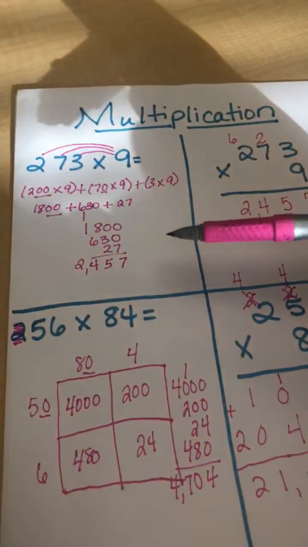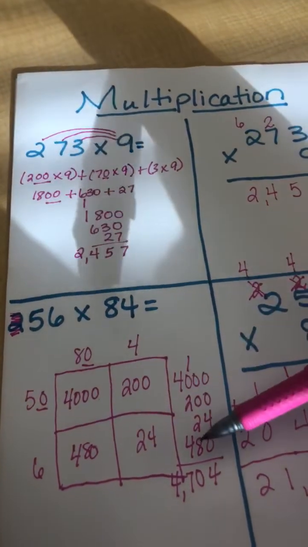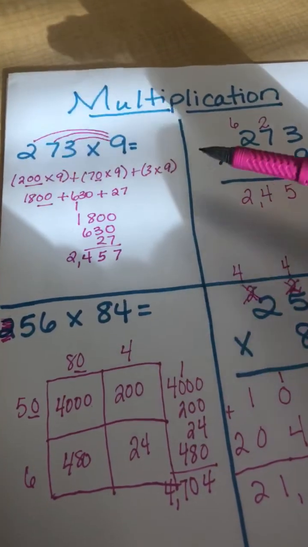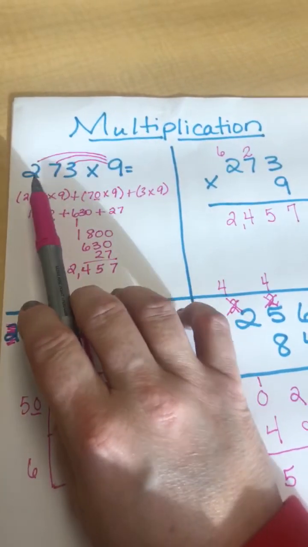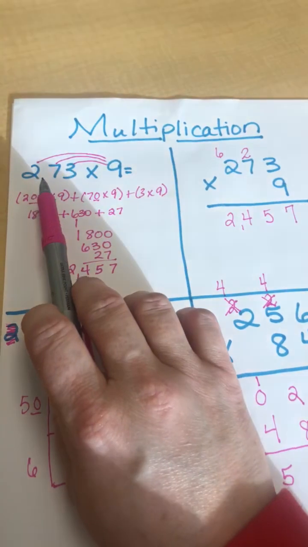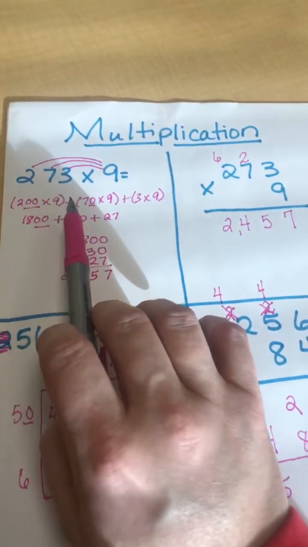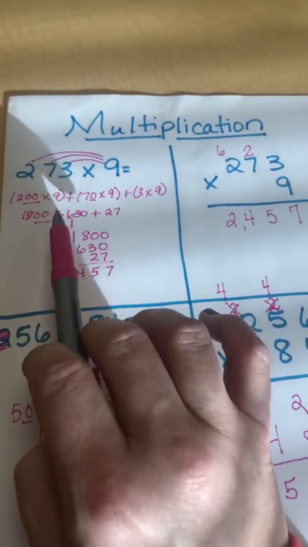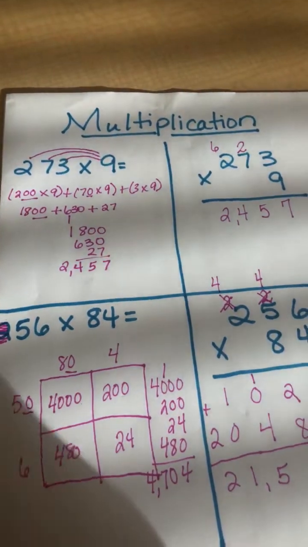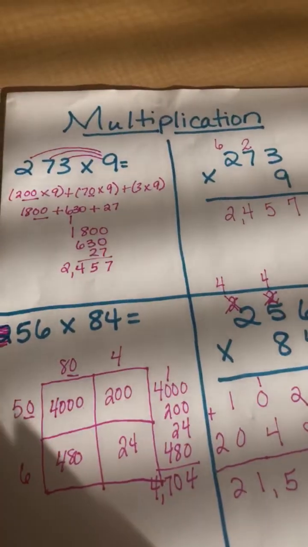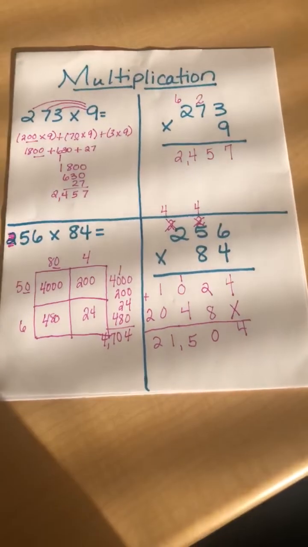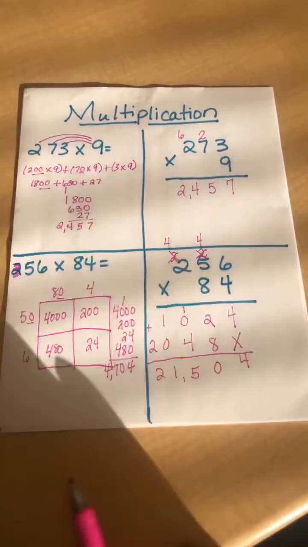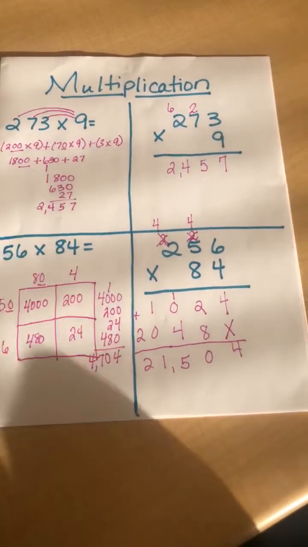So yes, we are teaching them this way and this way, which is the distributive method. That's what it's called, because you are distributing this number. You are breaking it apart into its pieces, 273. We are distributing 273 out and multiplying each piece by 9. Same thing here. So, okay guys, there you go. That's all the different ways that I have seen argued on Facebook.